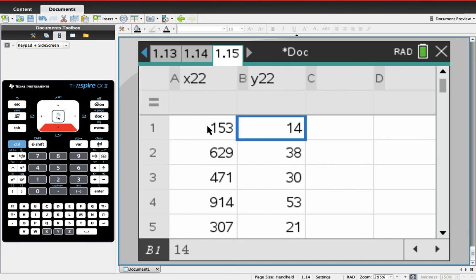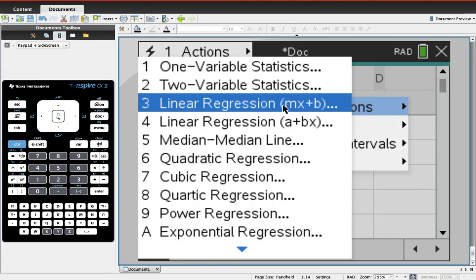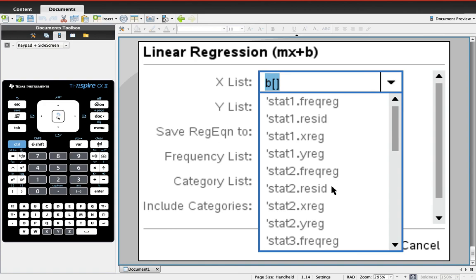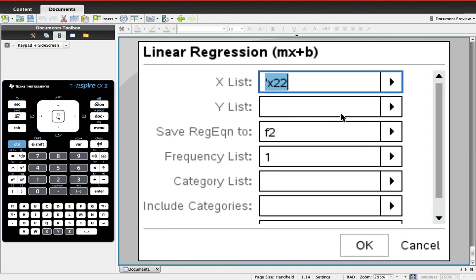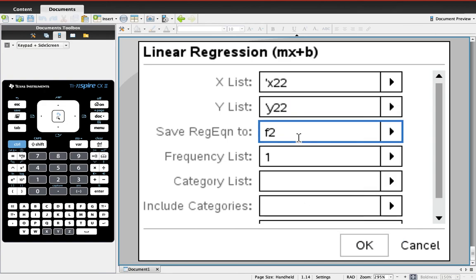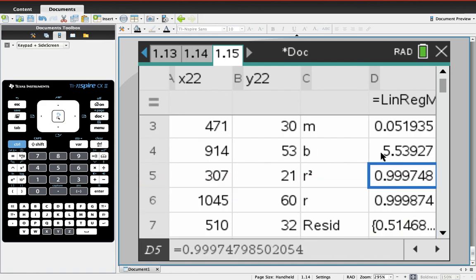Now I'm going to run a regression. So menu, statistics, stat calculations, and they told me that this was linear, so I'm going to do y equals mx plus b. My x's were from number 22, my y's are from number 22, and I'm going to save this as F22. Now, this is why this is important. Remember that all of these are question 22. All of them have a 22 in them. I'm going to hit OK. It's got me this fancy equation.